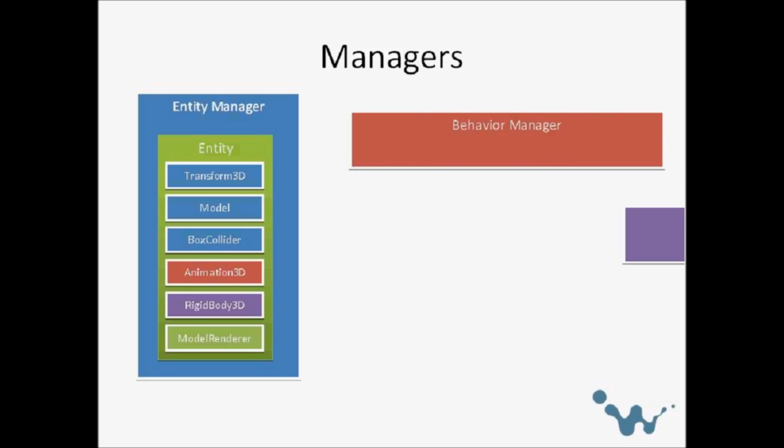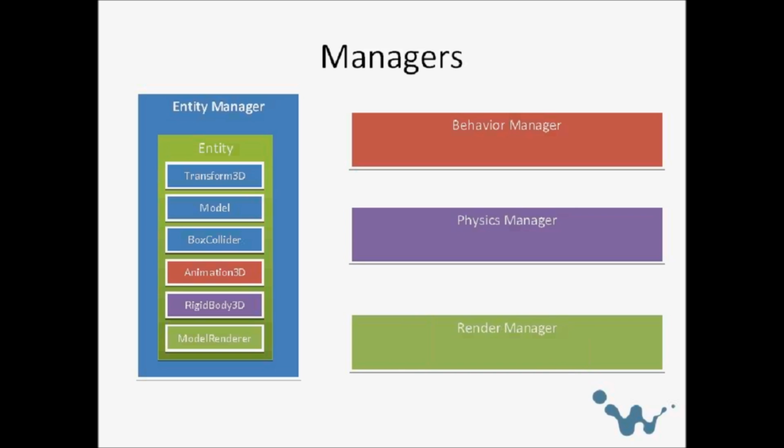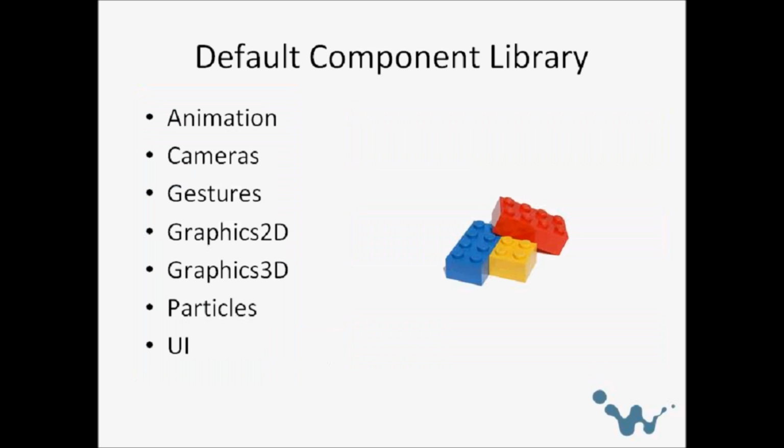So the behavior manager will pick all those components of the entities which it understands. For example, the behavior manager will pick the Animation3D in order to play the animation, stop the animations, and will be aware of this one. The physics manager will be aware of the components that have to do with it. This is the RigidBody3D, and the render manager will be aware of which are the components of the entity which will be able to render or draw the model within the screen.